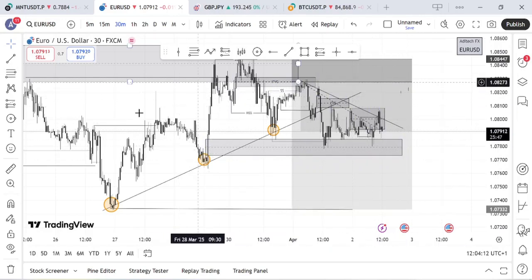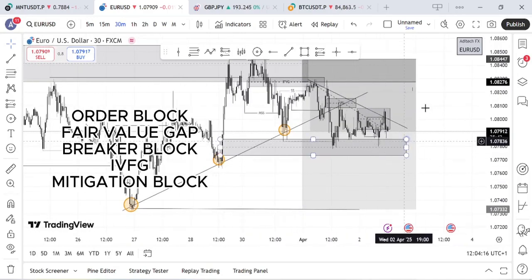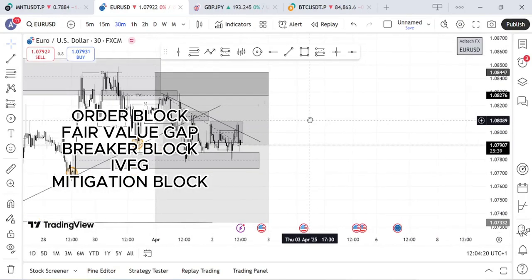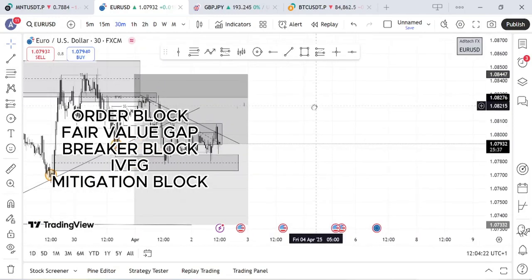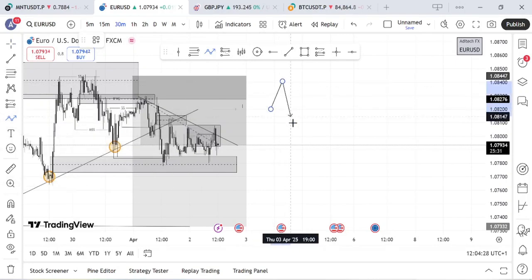So what was the recap? I told you guys what is an order block, fair value gap, breaker block, and inversion fair value gap. So what is an order block? An order block is basically when price is breaking structure. Maybe we're in a downtrend, lower high, lower low. And this is a break of structure, right?